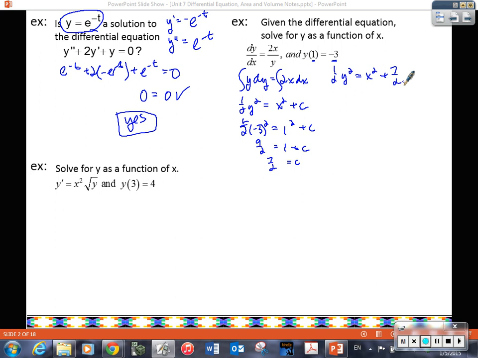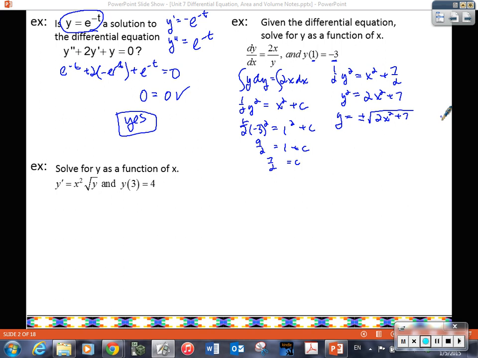Now my goal is to solve for y. That's just what we're always going to do. That's our default, solve for y. So I need to move the half, so I multiply through by 2. And then to get rid of the squared, I would square root both sides. Now this is not the answer yet. Okay, this is where it gets tricky.